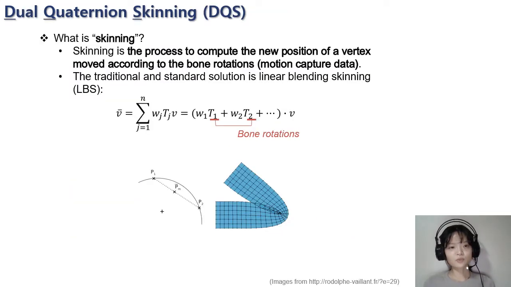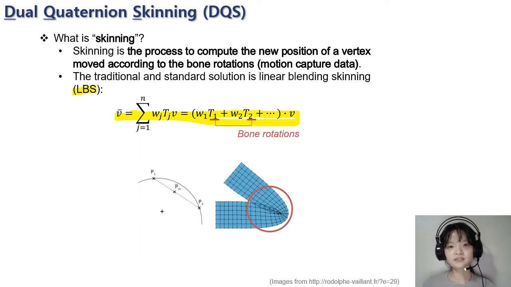So next, what is skinning? Skinning is the process to compute the new position of a vertex moved according to the bone rotations. A very simple and straightforward method for this is linear blend skinning, which is also called LBS, which uses a weighted summation of the bone rotations as written in this equation.